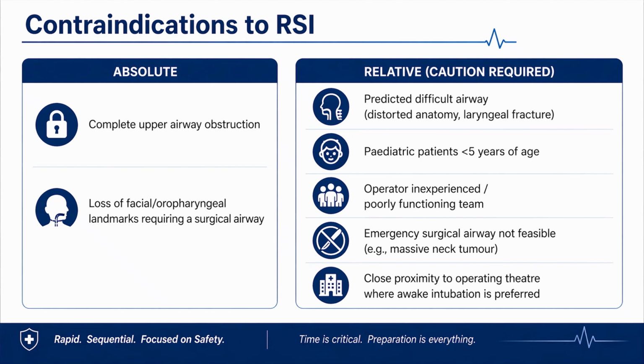There are certain relative contraindications as well, which require caution and preparation, like in cases of predicted or anticipated difficult airway, or in pediatric patients less than 5 years of age, or if your team is relatively new or inexperienced, then better not go for RSI, because RSI is teamwork and you cannot do it all alone. Your team should know what you are planning to do, and they should be well aware of the steps as well. So the real question is not how do I intubate this patient? Always keep the patient safe and always have a backup airway plan.